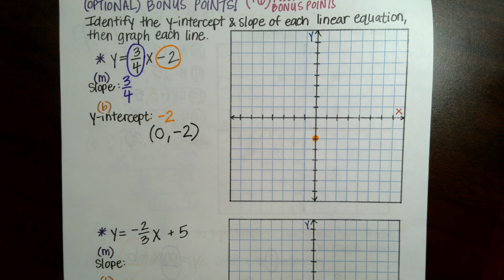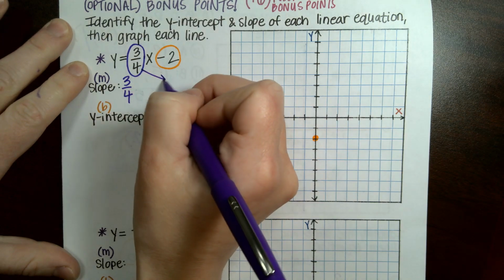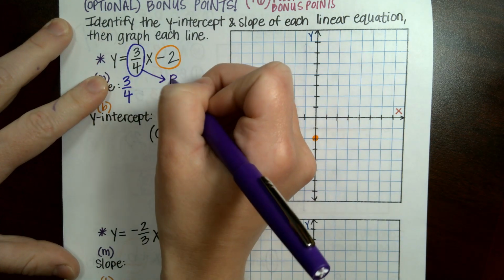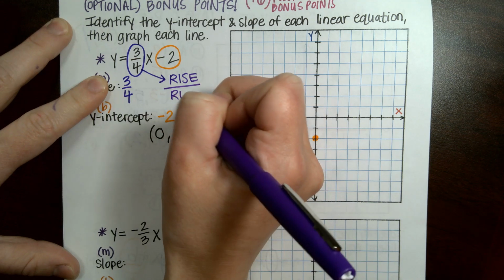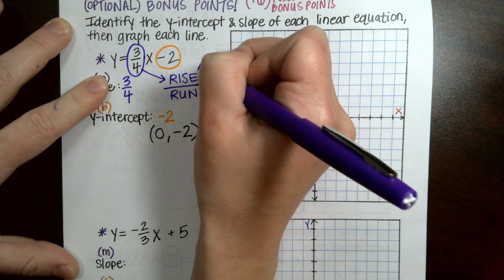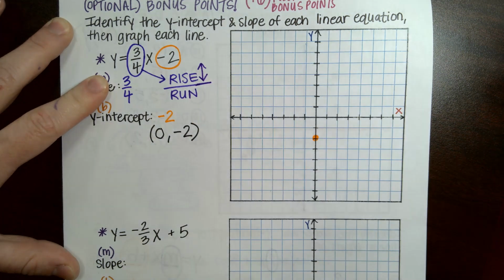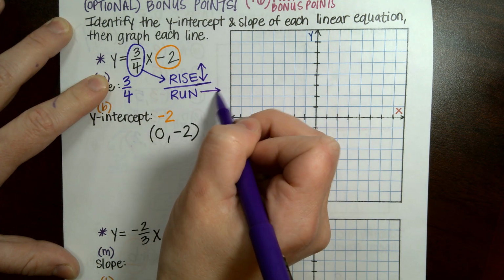So now that we have a starting point, you guys remind me, what are we going to use to find a second point? Because we just need 2 points to make a line. Yes, we're going to use our slope. Our slope is also rise. We call it rise over run. To remind ourselves, I'm going to draw some arrows. Our rise is how far up or down we go, depending on if it's positive or negative. Our run, we're always going to the right.